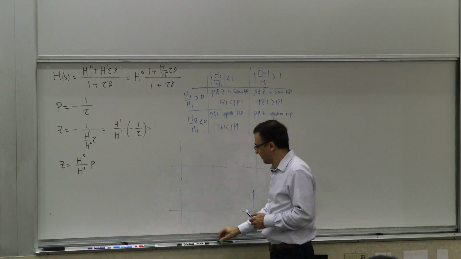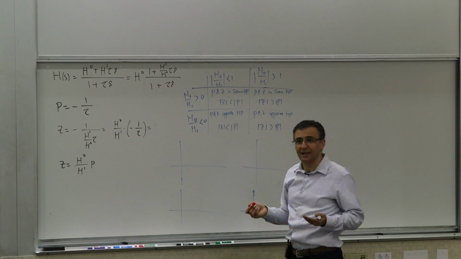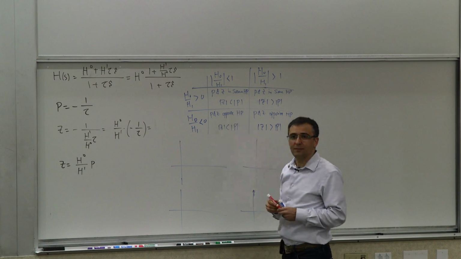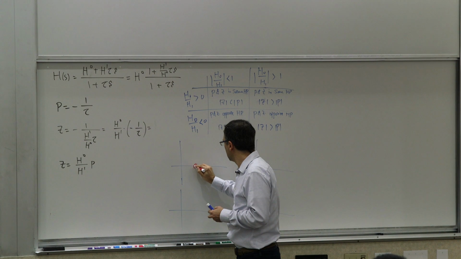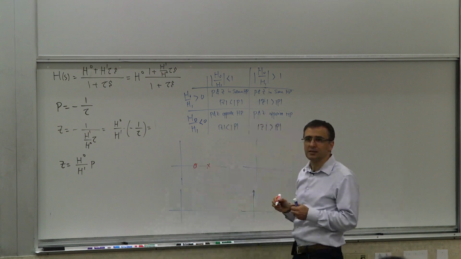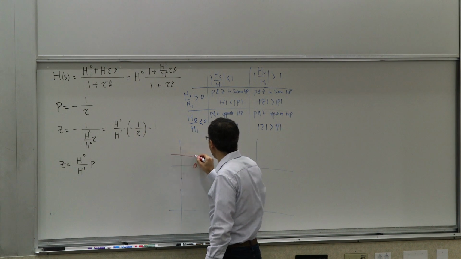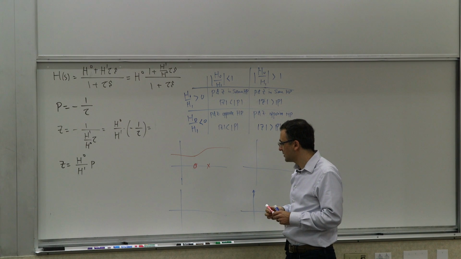In this case, you have a zero and a pole that are in the same half plane, let's say the left half plane, and the zero happens at a lower frequency than the pole. So you have a zero and a pole like this. Both are in the left half plane, meaning your amplitude response goes up like that.